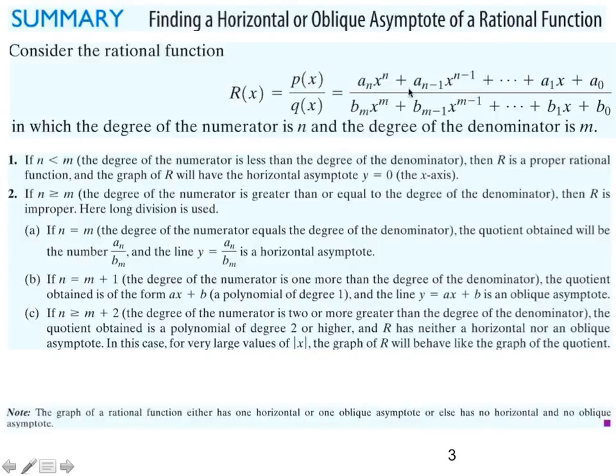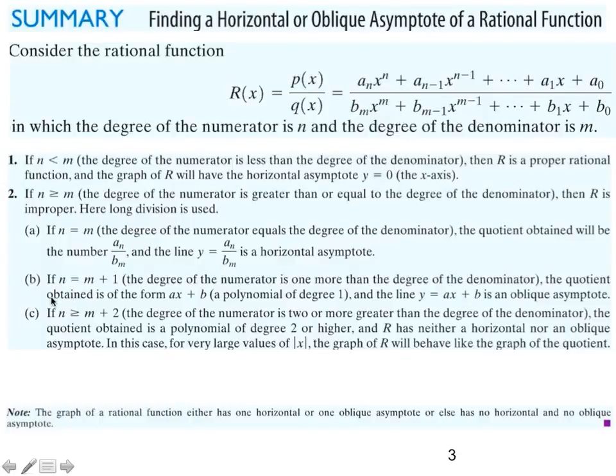to do is look at this first term, okay, so the highest term for each, and by highest I mean the one with the highest power attached. So you look at these right here, okay, and you just take the ratio of those two. So you take an divided by bm, and then y equals whatever that number is, that's your horizontal asymptote.